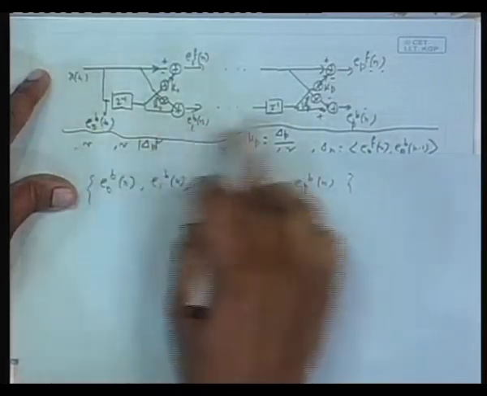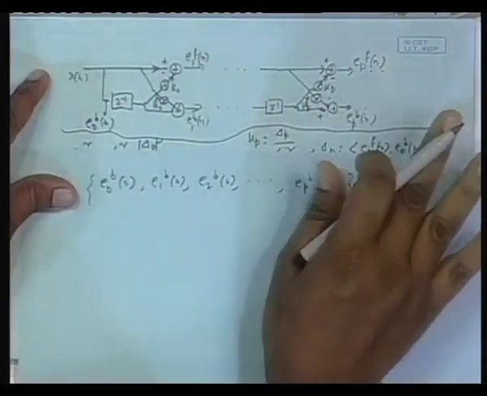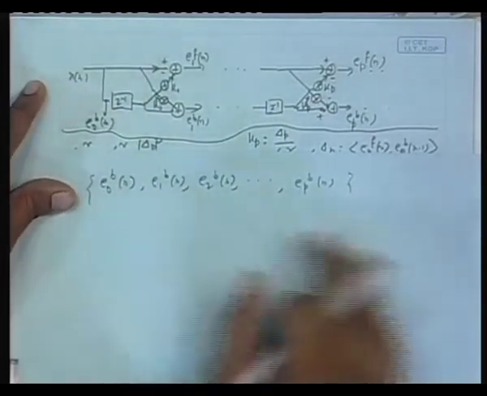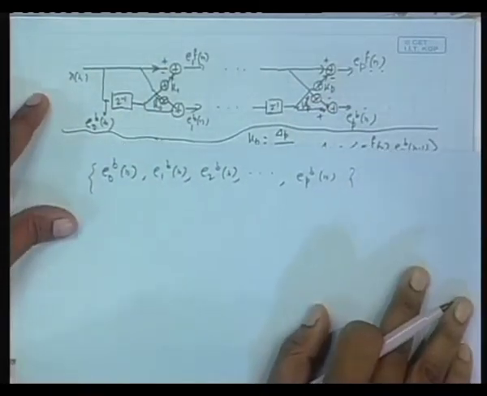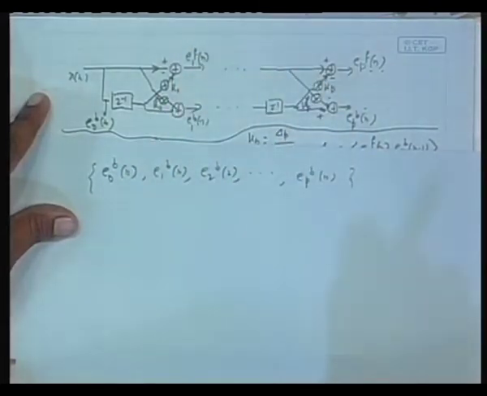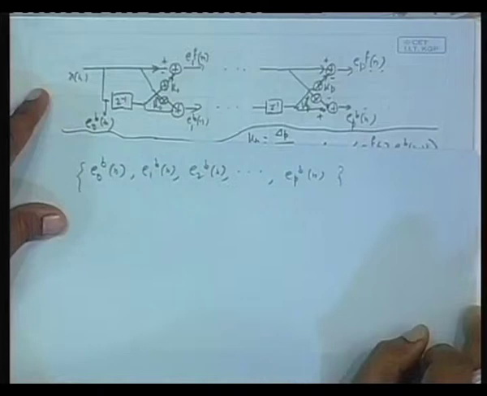What are these? Which are available? Once the lattice filter is constructed, you are filtering, these prediction errors are available. What is the utility of these backward prediction errors? Now it will come. It is not only that they help in computing forward prediction errors. What are the utilities of these?